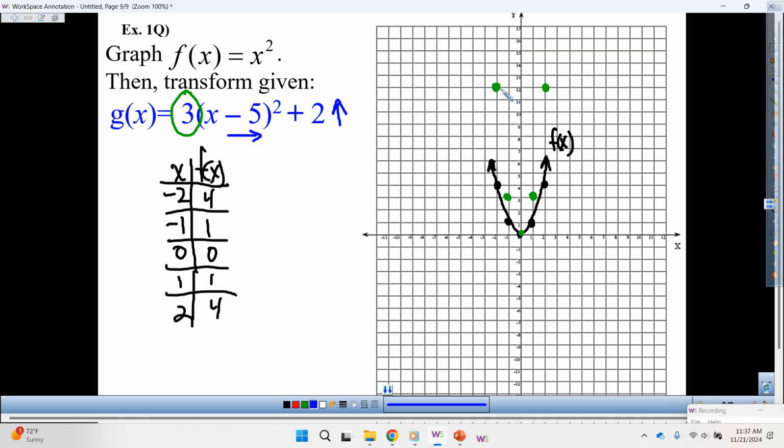Here we go. 1, 2, 3, 4, 5. 1, 2. 1, 2, 3, 4, 5. 1, 2. This green one right here. 1, 2, 3, 4, 5. 1, 2. This one. 1, 2, 3, 4, 5. 1, 2. And this one. 1, 2, 3, 4, 5. 1, 2. And this is our final transformation, and you label this one g of x.